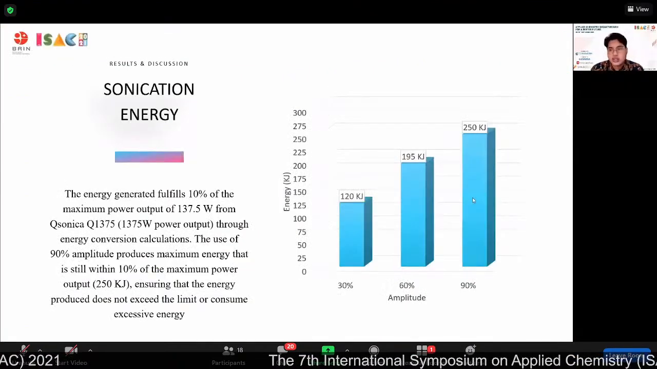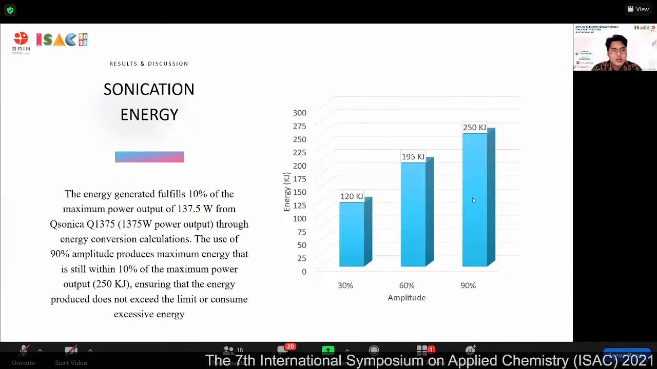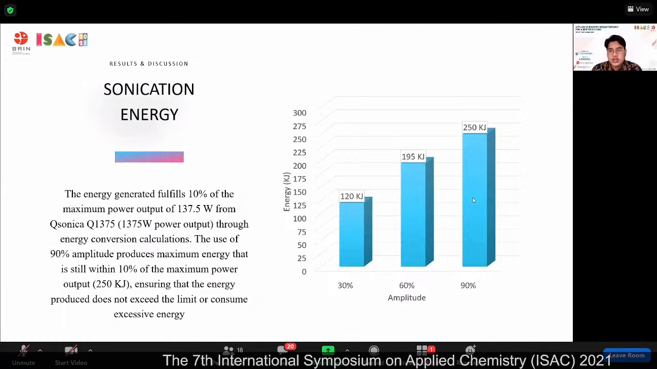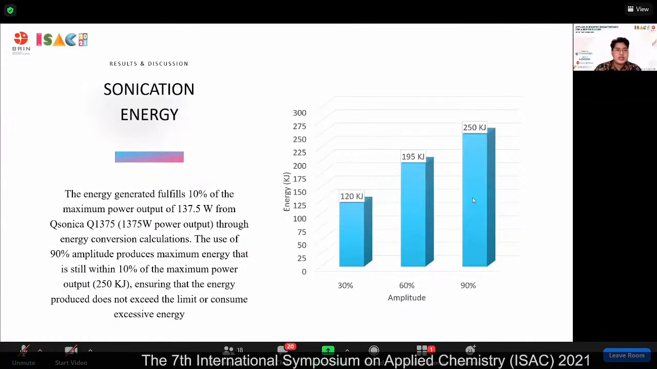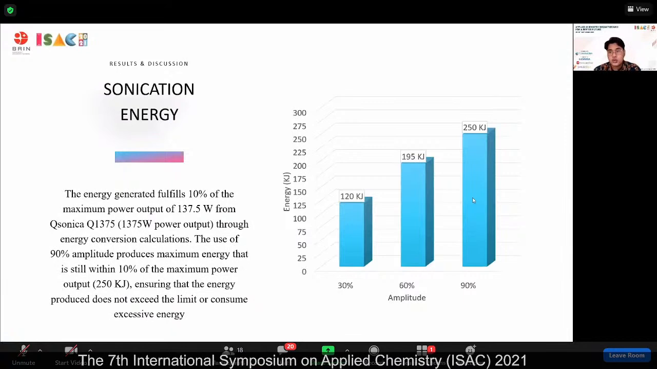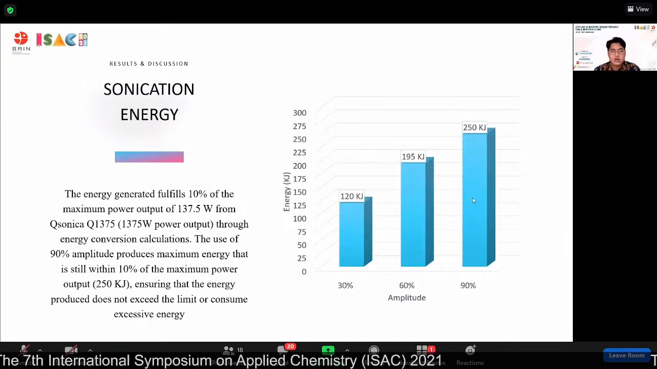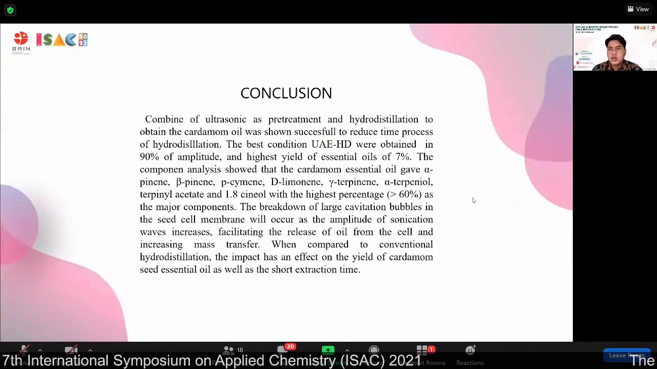The last one is sonication energy. The energy generated fulfills 10% of the maximum power output of 137.5 watt from the Qsonica through energy conversion calculation. The use of 90% amplitude produces maximum energy that is still within 10% of the maximum power output, which is 250 kilojoules, ensuring that the energy that we produce does not exceed the limit or consume excessive energy.